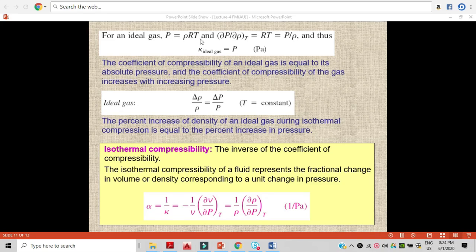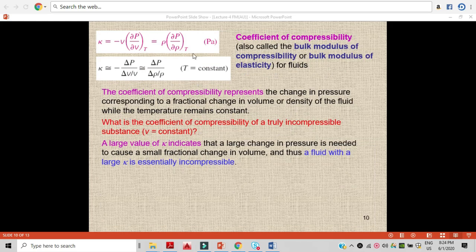If you consider T is a constant and R is a constant, and you take the derivative, the change delta P over delta rho is equal to RT. R and T are constant. So delta P over delta rho at constant temperature is equal to R times T. So here delta P over delta rho at constant temperature is equal to P over rho.